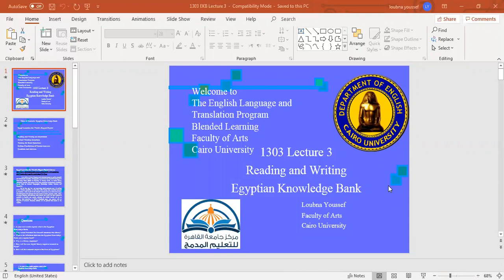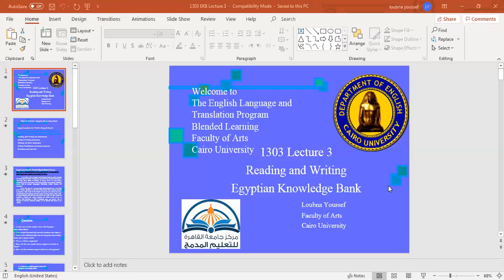Now, when we use a term, لما نستخدم مصطلح, we have to define the term. So, although we are going to discuss the definition of the term during the lecture at length, let me tell you that when we have a term like Egyptian Knowledge Bank, the term is made up of three words. We start by defining the last word, which is the noun. So it is a bank.